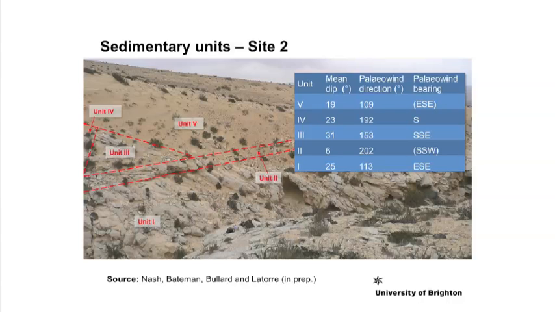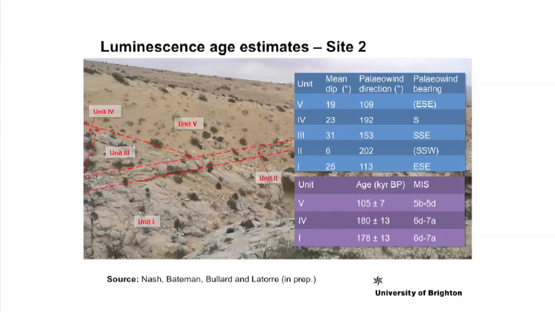In this case, you can see similar swings of wind direction, going from some southerly, some more easterly, some more westerly. And also we've dated some of these units, and the age of unit 5 at the top there corresponds with the information from site 1, suggesting we've got an overlap between these different sites. The lower dates suggest even earlier phases of sediment deposition, going back maybe 180,000 years.